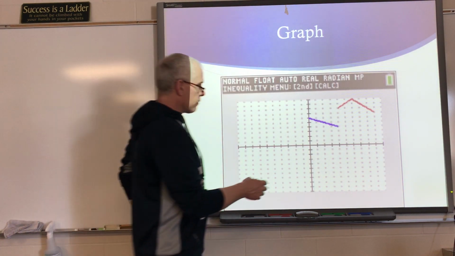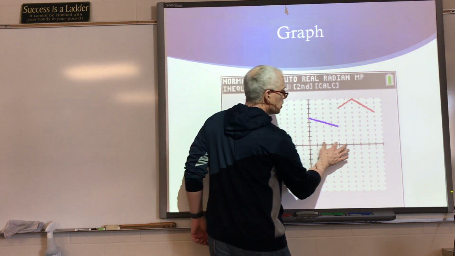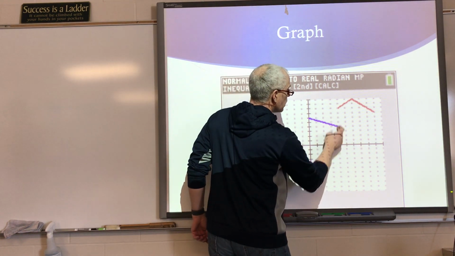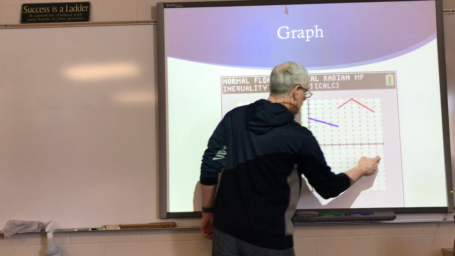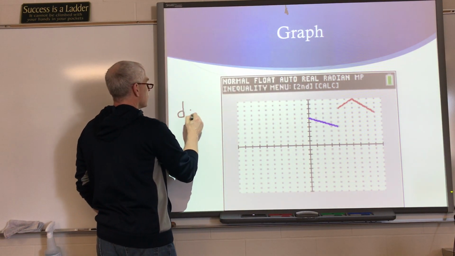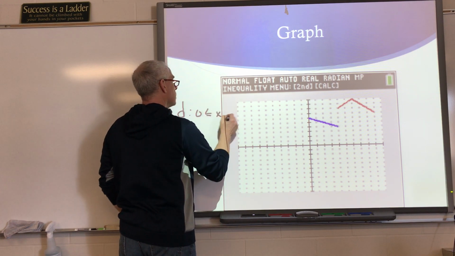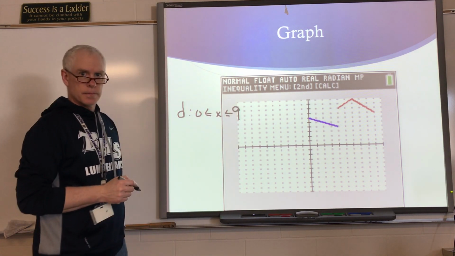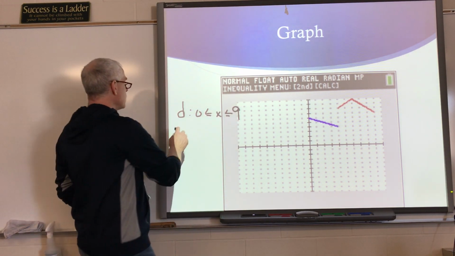So from the graph, our domain starts at 0. It's included right here, and it goes all the way to 9. So my domain looks like this, okay?